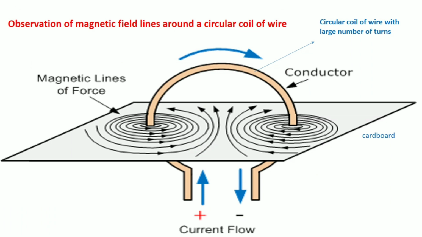Now let's observe the magnetic field lines around a circular coil of wire. A circular coil of wire having a large number of turns is inserted into the two holes of the cardboard. The ends of the coil are connected to a battery. Sprinkle some iron filings, plug the key and gently tap the board. The iron filings align themselves in the pattern of concentric circles at the two points, representing magnetic field lines.